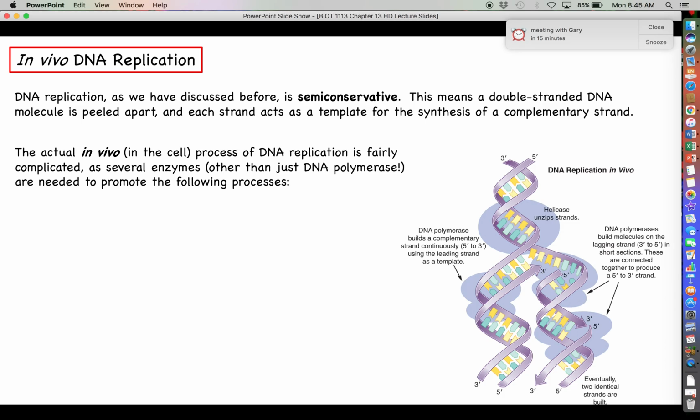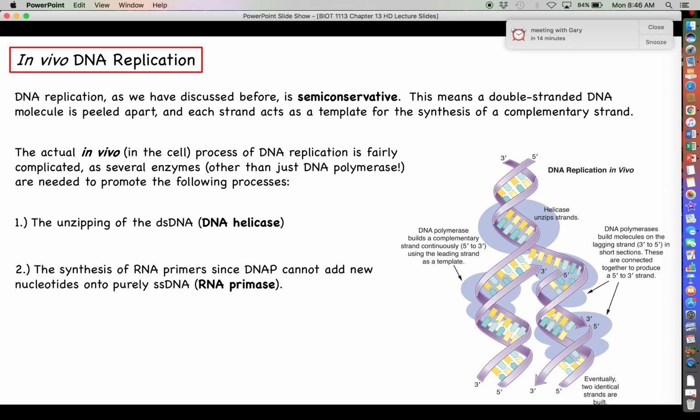So what has to happen for DNA replication to occur in vivo is that you don't just need DNA polymerase, the enzyme that actually synthesizes the new DNA strand. You need a slew of other enzymes as well just to get the following things to occur. So number one, you need to unzip the double-stranded DNA. You have to peel the two strands apart from each other so that each single strand that is no longer bound by the other strand can serve as a template. This unzipping is promoted by an enzyme called DNA helicase.